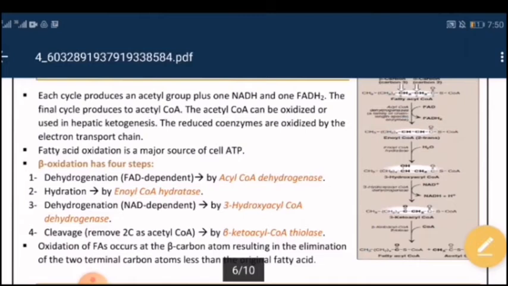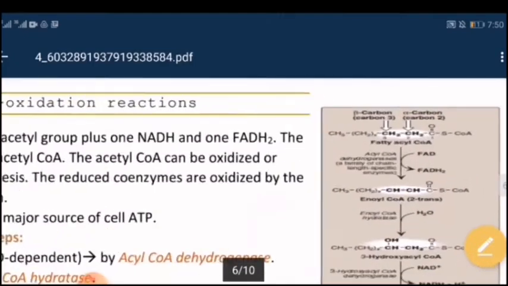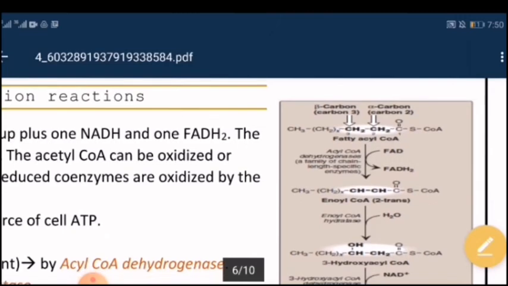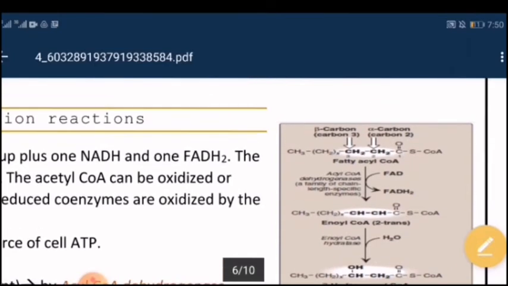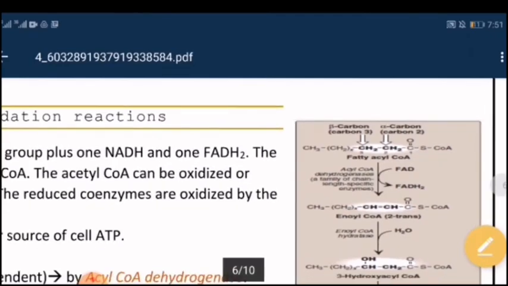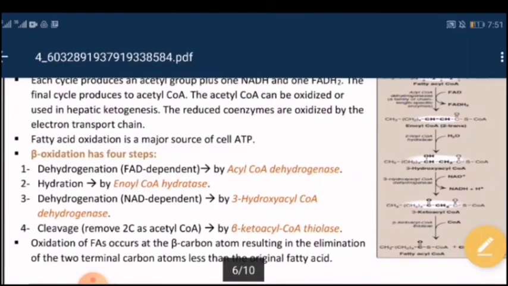Dehydrogenation is equivalent to oxidation, which is the removal of hydrogen. It occurs at carbon number 3 and carbon number 2. We are going to remove an H and another H here, so that FAD turns into FADH2. FADH2 will be used for generation of ATP through the ETC. ETC, please refer to the previous episodes. This occurs by an enzyme known as acyl-CoA dehydrogenase.